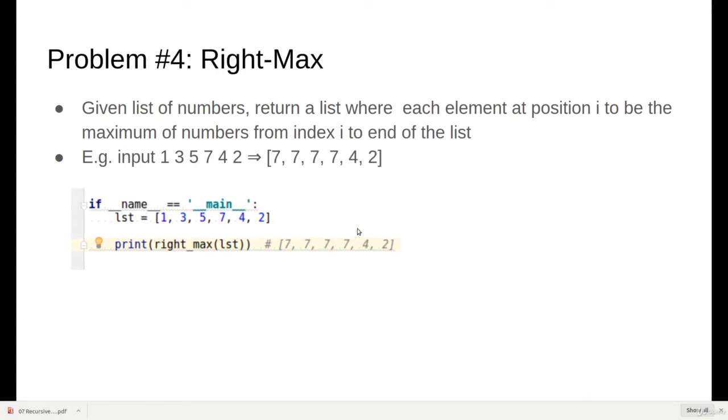The right max is the opposite of that. You are going to replace a position I with the maximum of position I and all of the elements on its right side. For example, here, the 4 would be the maximum between 4 and 2. 5 would be the maximum between 5, 7, 4 and 2, which is 7, and so on.